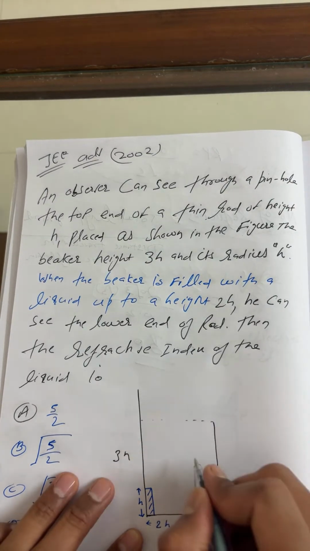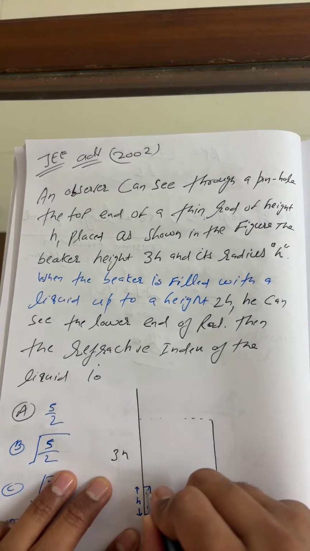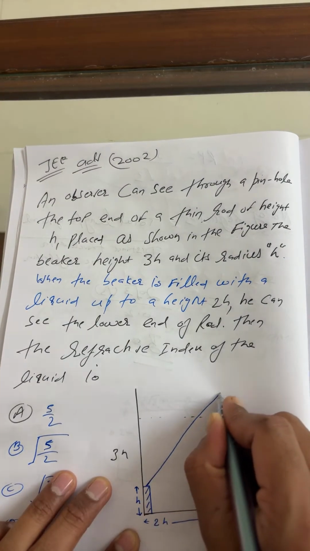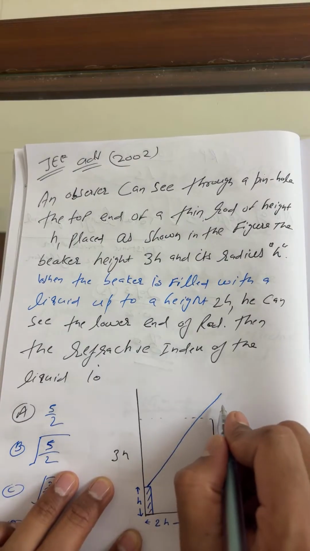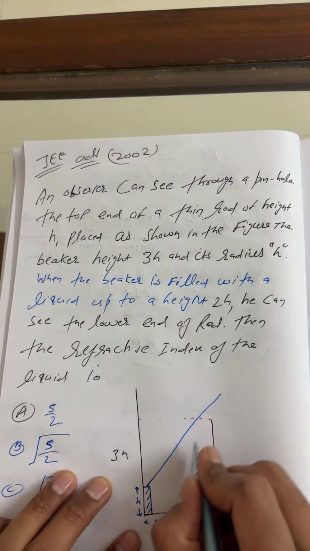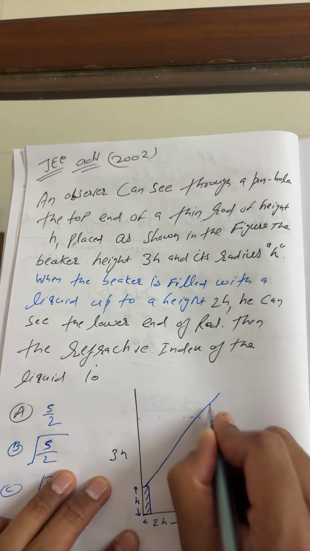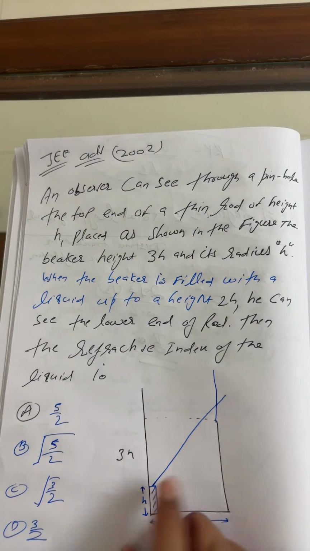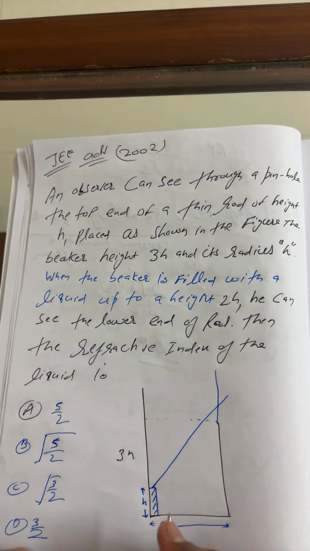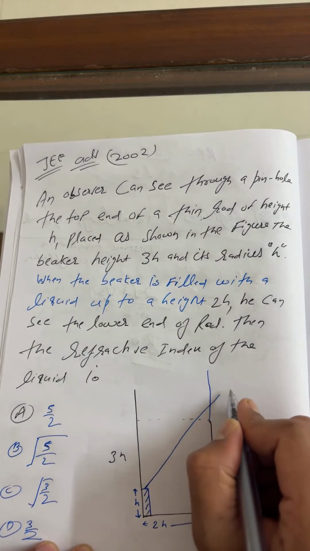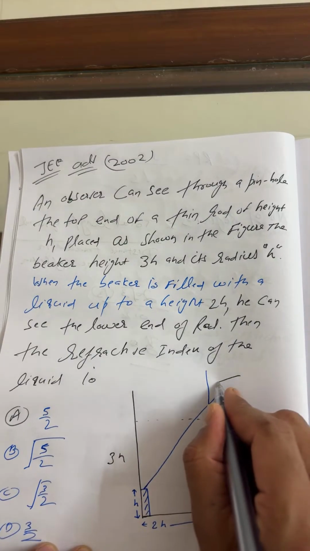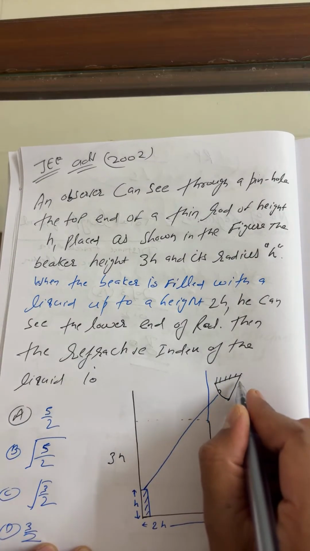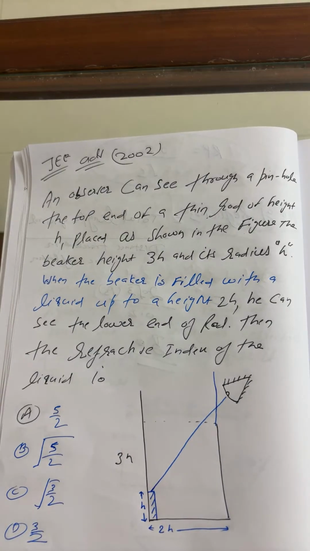Right. Beta, there is a pinhole somewhere here, you can take. So till now this is 2h. Yes, perfect. So the man can easily see the upper part of the rod. You can see this, the eyes of the observer.